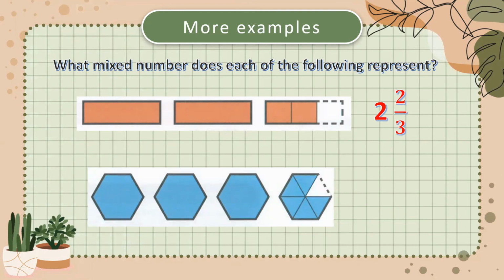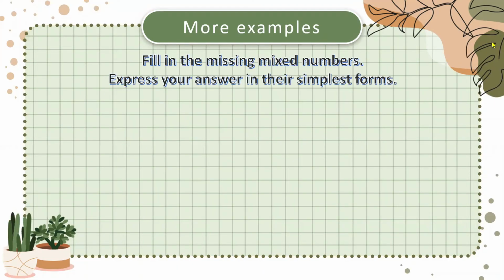Can you try this? You are correct. This is 3 and 5/6. Fill in the missing mixed numbers. Then express your answer in their simplest forms.